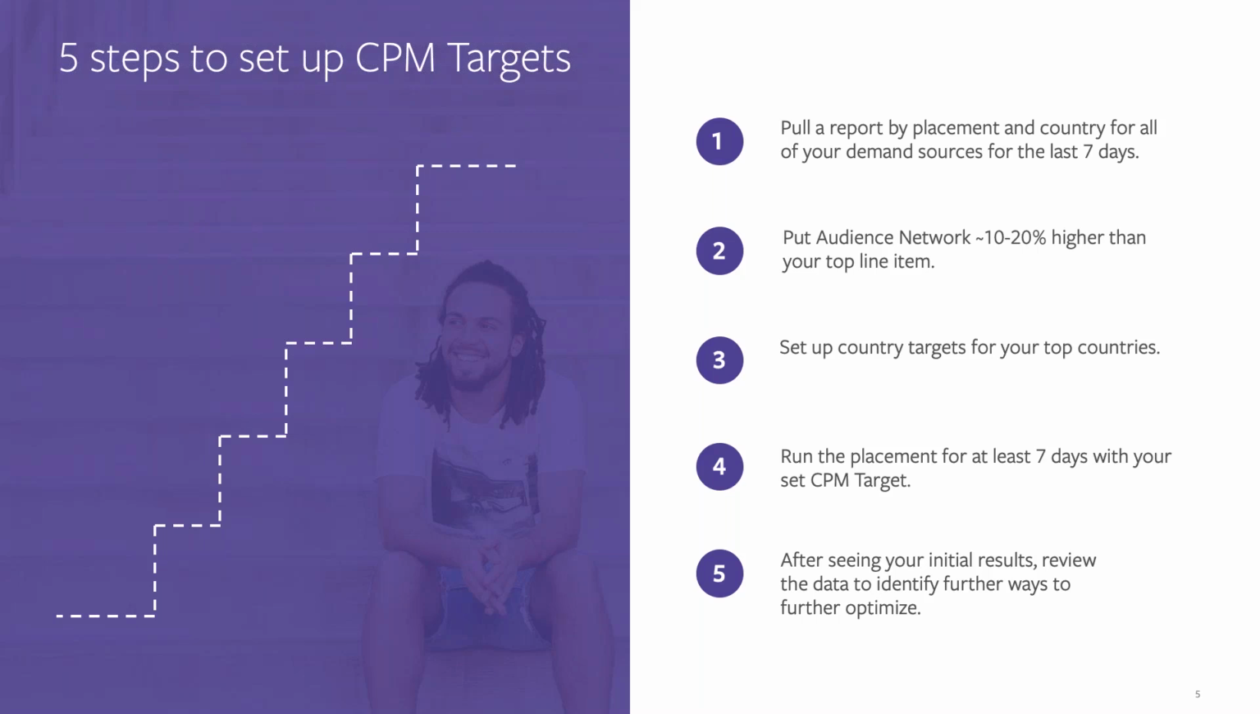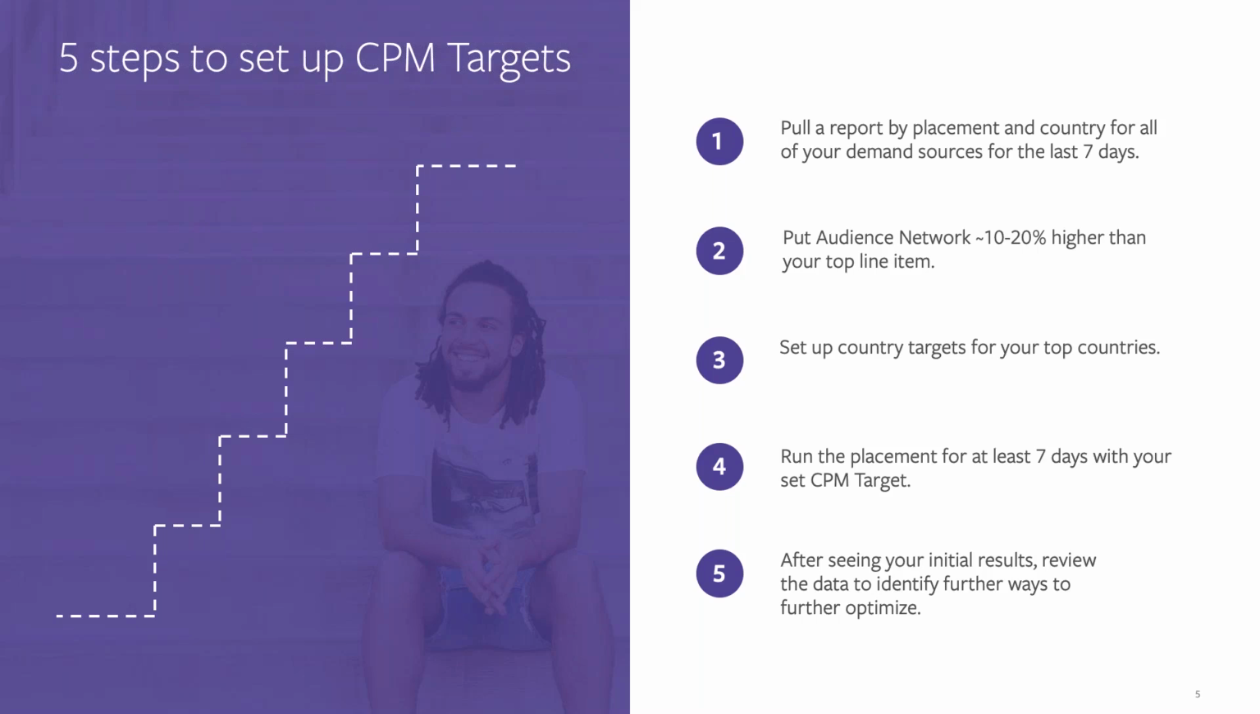Another step is to set up country targets for your top placements, and we usually recommend around your top 5 countries. You then want to allow the CPM targets to run for at least 7 days, and then review the performance again in order to identify ways to further optimize.